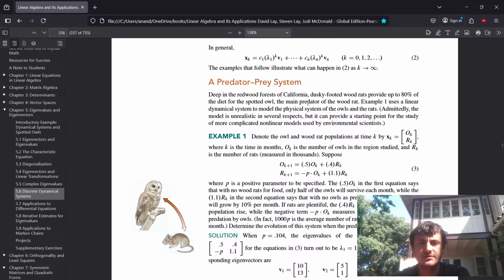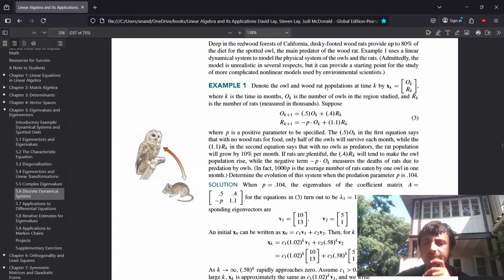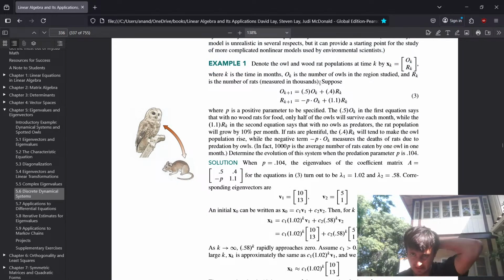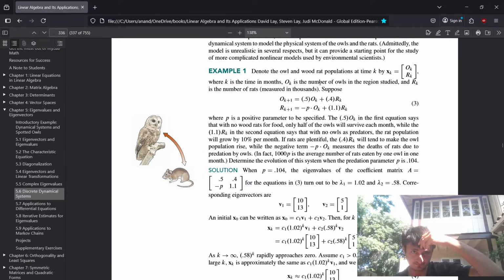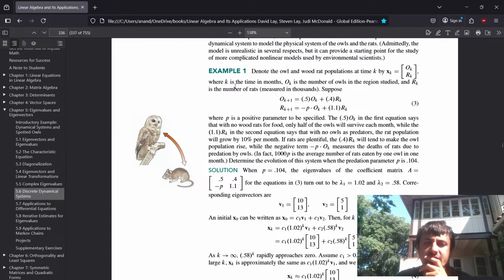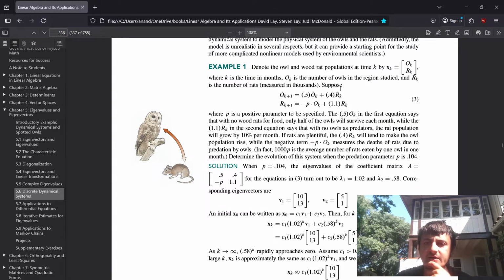Okay, a predator-prey system. Deep in the redwood forests of California, dusky-footed wood rats provide up to 80% of the diet for the spotted owl, the main predator of the wood rat. Example 1 uses a linear dynamical system to model the physical system of the owls and the rats. Admittedly, the model is unrealistic in several aspects, but it can provide a starting point for the study of more complicated nonlinear models used by environmental scientists. Denote the owl and wood rat populations at time k by xk equal to (Ok, Rk). Owls and rats. The wood rat. Freaking creepy little wood rats. Where k is the time in months, Ok is the number of owls, and Rk is the number of rats.